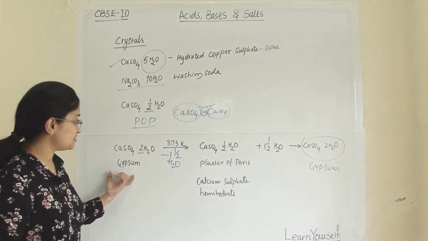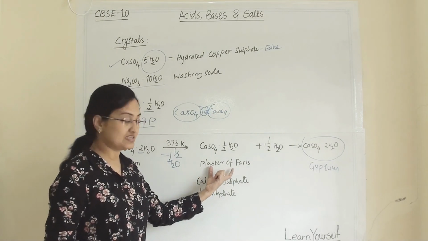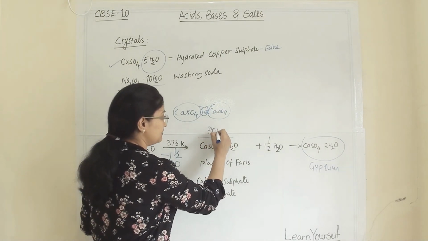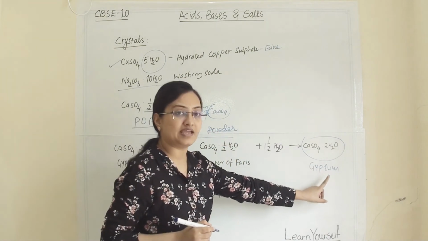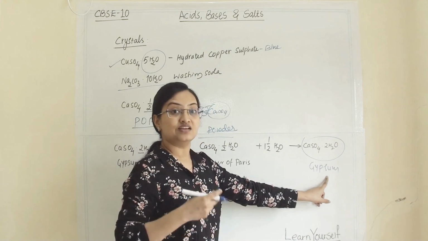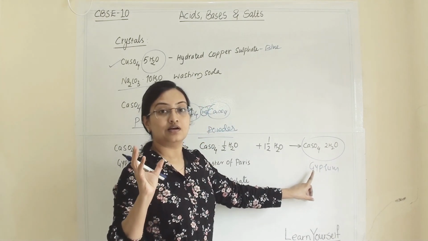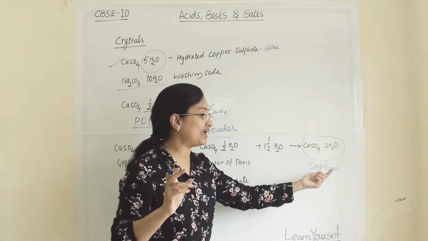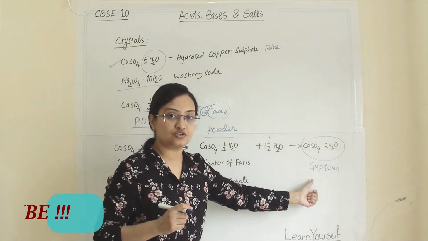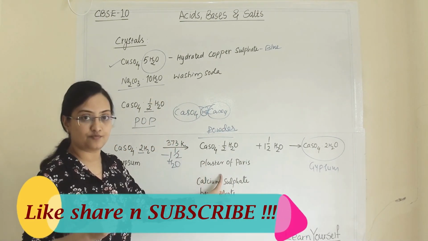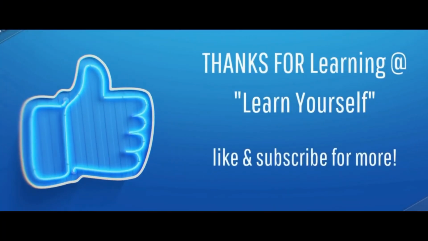So once this gypsum is heated, it gives us plaster of Paris. It is a powder-like material. But again, when we mix it with water, it gives us gypsum. Now this time when the gypsum forms, it gives us a white solid mass and it will not again go back to the powder stage. So this is the complete reaction from gypsum to plaster of Paris and from plaster of Paris to gypsum.